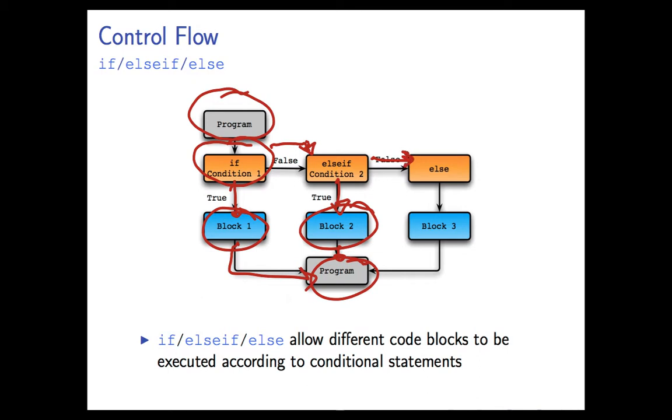And then finally, we have the case where condition 2 is false. The else will then go through and unconditionally execute block 3. So if condition 2 is false, the else guarantees that block 3 is executed, and then you return to the program, and it continues. And in that case, block 1 and block 2 aren't touched. So it allows different code blocks to be executed according to conditional statements.